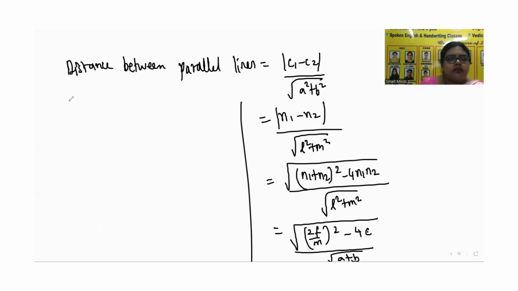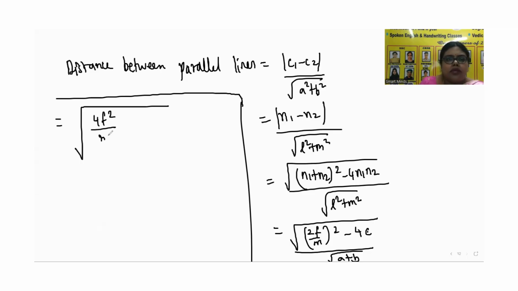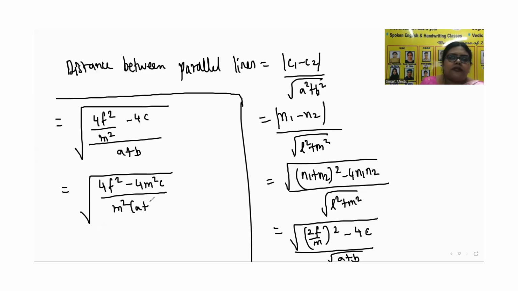Now again I will continue it on the left hand side. So we will get under root 4f square by m square minus 4c by a plus b. Now if I take LCM, 4f square minus 4m square c by m square into a plus b. Now if I take 4 common from the numerator and bring it outside the square root, it will become 2. And now again I am replacing m square with b. So this is bc by b into a plus b. Hence proved.